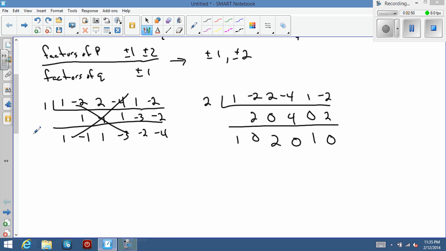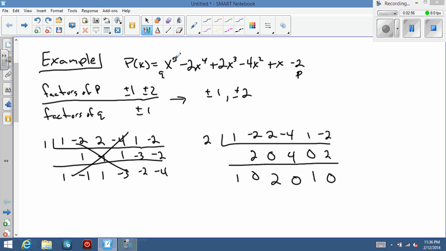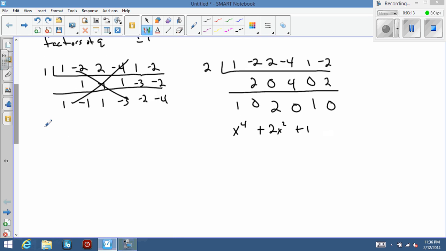So my polynomial is going to be decreasing this exponent of 5 down to x to the fourth. I'm going to decrease by 1. So this is x to the fourth. I'm going to skip the x to the third. I get plus 2x squared. I skip the x, and then I have plus 1. Well, that's 3 terms. And the fact that we go from x to the fourth to x squared, this is actually written in quadratic form. So what I could do is factor this just like I would any other quadratic.